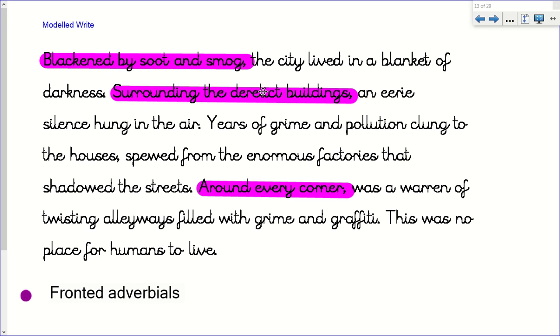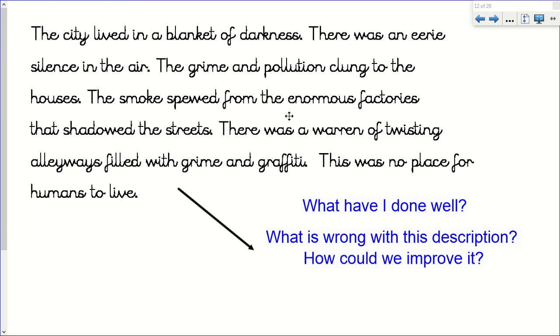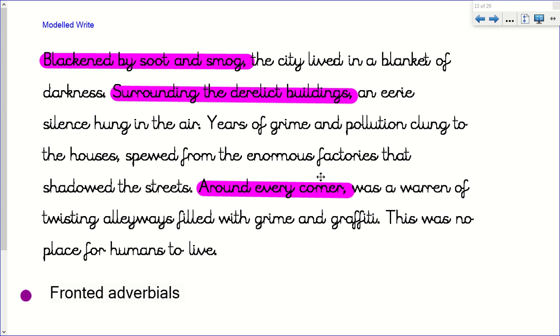So I've got rid of the "there was an eerie silence", or the, and I've added where, surrounding the derelict buildings, comma. We've got the years of grime and pollution clung to the houses, comma, spewed from the enormous factories that shadowed the streets. Okay, if I flick back, there was a warren of twisting alleyways filled with grime and graffiti, became around every corner, comma, so I'm saying another where adverbial, was a warren of twisting alleyways filled with grime and graffiti, and then I've kept that last sentence the same. This was no place for humans to live.